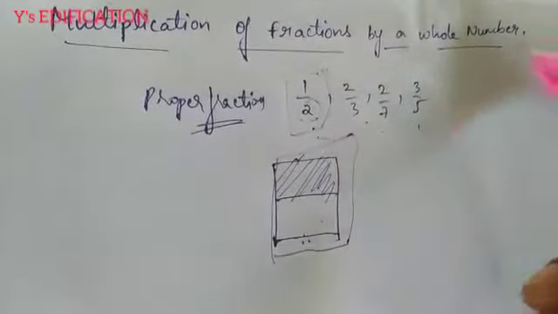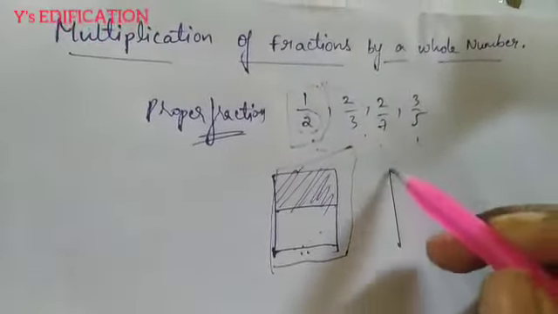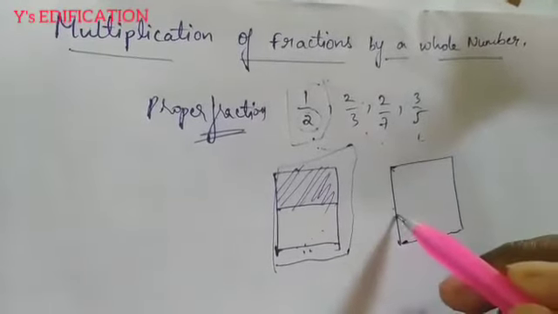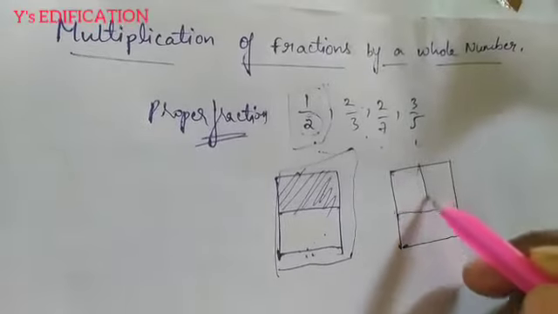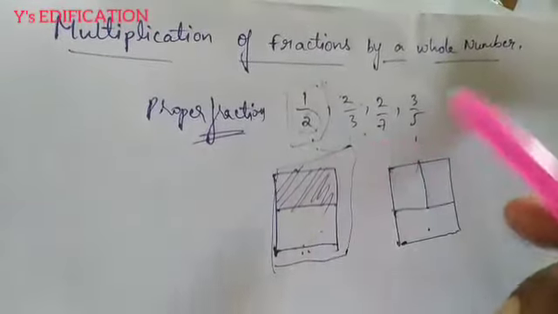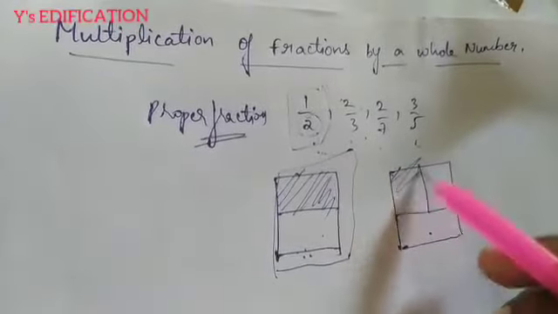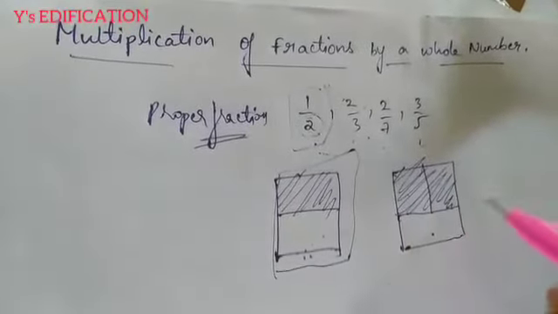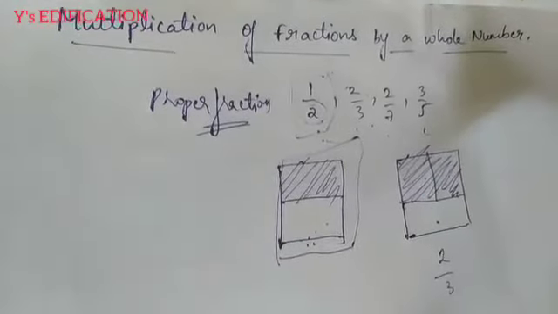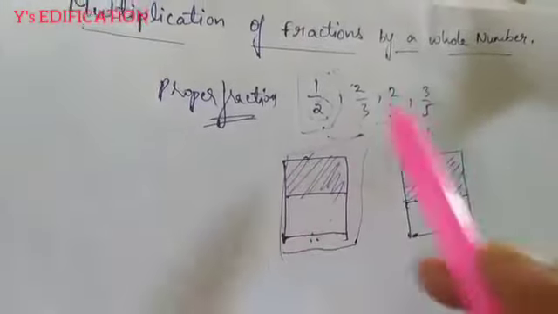For example, let us take 2 by 3. Again I am taking a square. You have to divide it into 3 equal parts. 1, 2, 3. So 2 by 3 means 2 parts should be shaded. 1, 2. So this figure represents 2 by 3. In the same way we will do 3 by 5, 2 by 7.